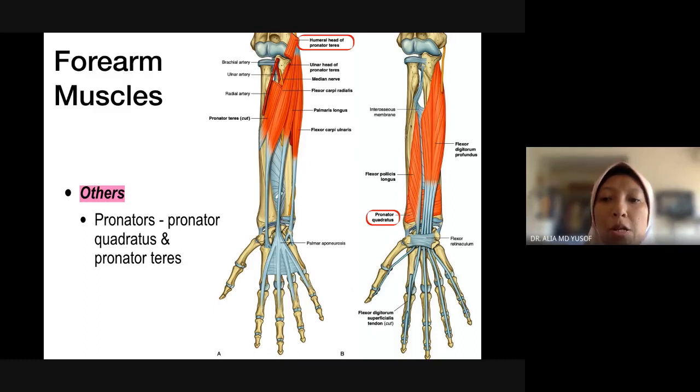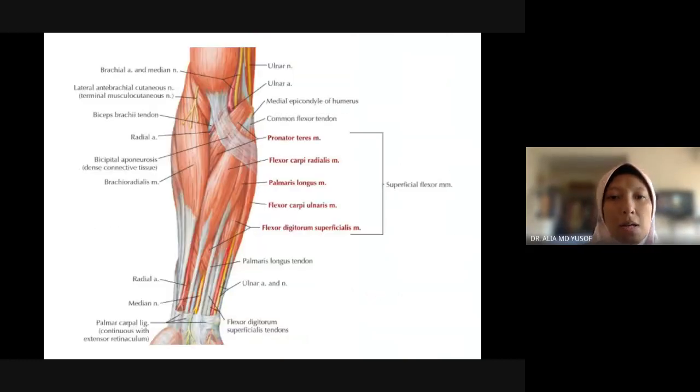Okay, now pronator quadratus, nama dia quadratus kan, so bentuk dia adalah segi empat, segi empat tepat lebih kurang. Where is the location? At the distal part of radio-ulnar joint. The origin is at the anterior surface of the radius, distal part, and it inserts at the anterior surface of the ulnar medial part. All right, so this is the diagram.